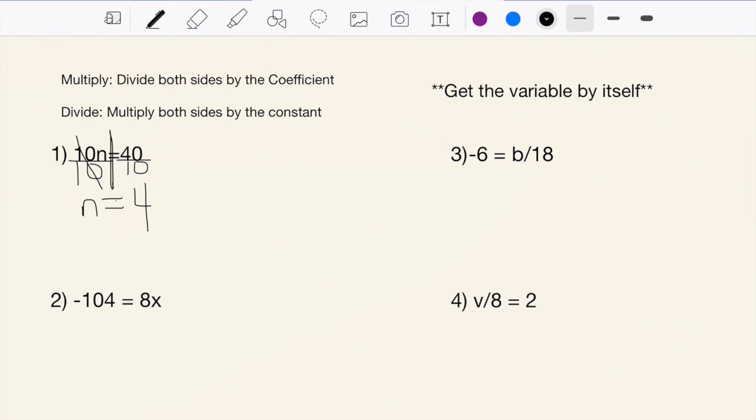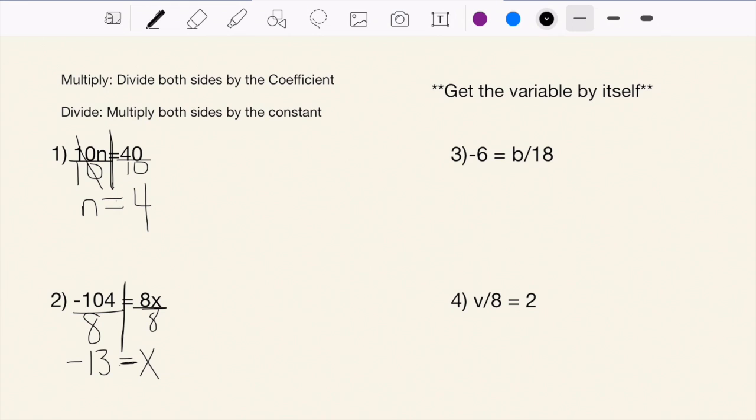Now let's look at this one. Number 2, negative 108 equals 8x. You may need to use your calculator for this one just because the numbers are a little bit bigger. We have 8x, and we need to get that 8 on the other side of the equal sign. So the 8 and the x are right next to each other, means they are being multiplied. So we're going to divide both sides by 8. And when you do that, you take negative 108 and divide it by 8, you get negative 13 equals x.